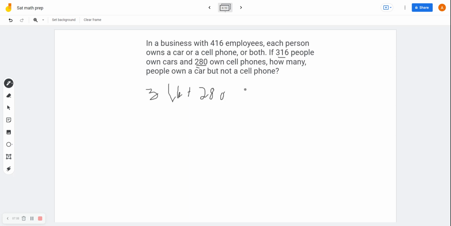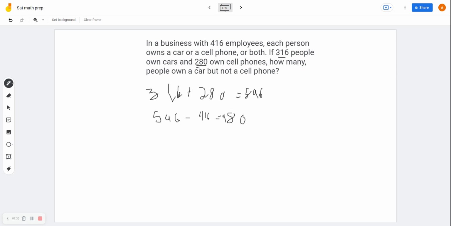280 would get us 596. So what should we do with this 596 here? We do 596 minus 416. So now we know that there are 180 employees that have both a car and a cell phone.